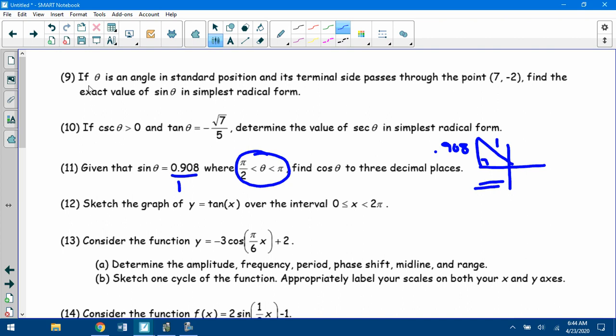Remember number 9. Theta is an angle in standard position. Its terminal side passes through (7, -2). That tells you to draw a picture also. Go over 7, down 2. There's your picture, and that also gives you two sides. This is 7, this is -2. Then you should be able to go on and eventually find sine.